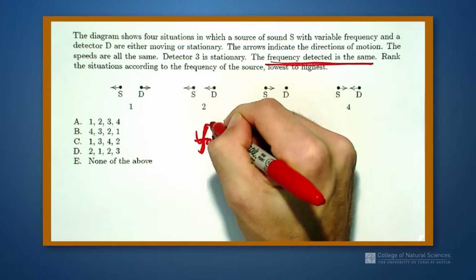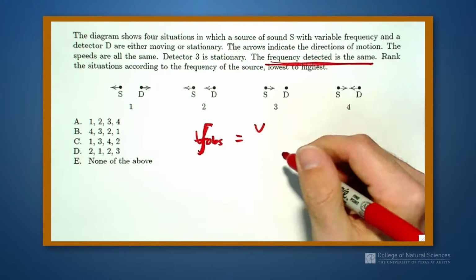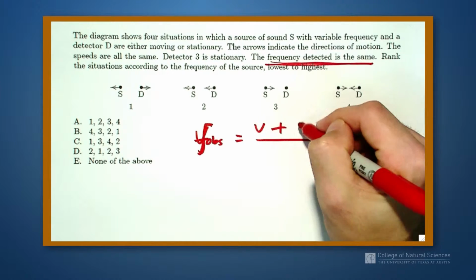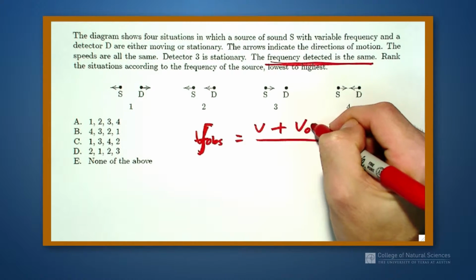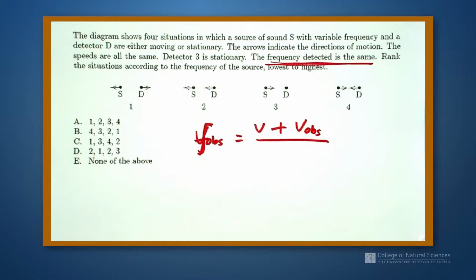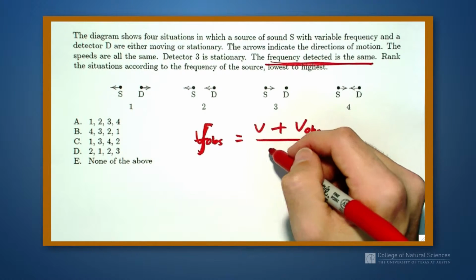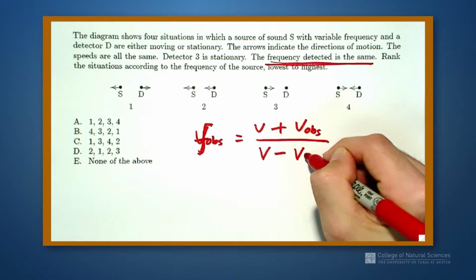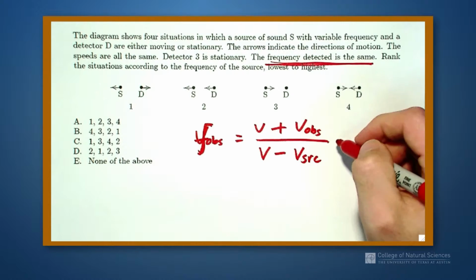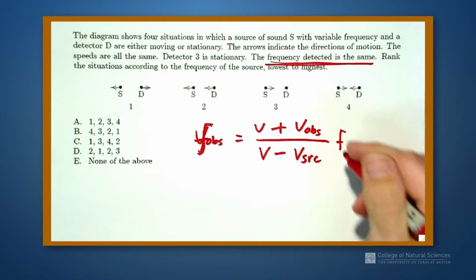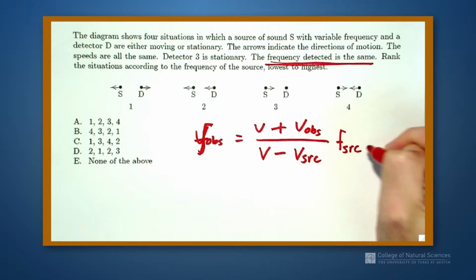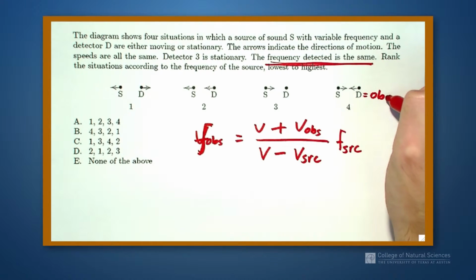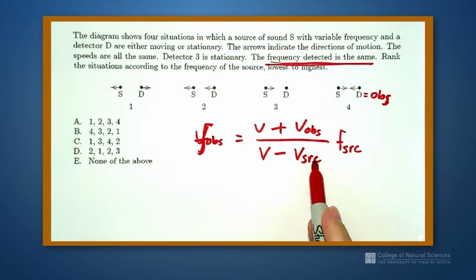So I know that the observed frequency is equal to the velocity of the sound itself plus the velocity of the observer, divided by the velocity of sound minus the velocity of the source. And this is all times the frequency of the source. So my observer is my detector. My source is my S.